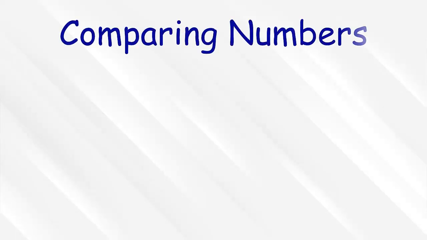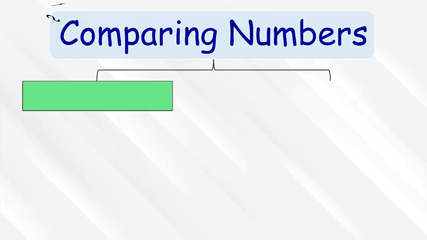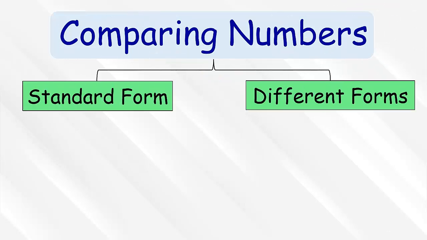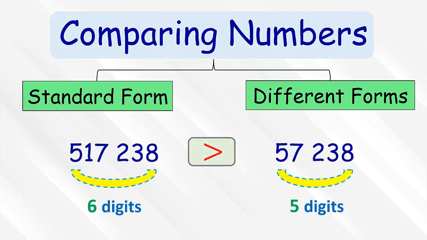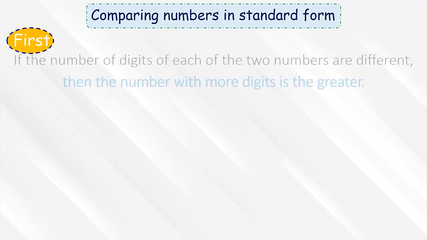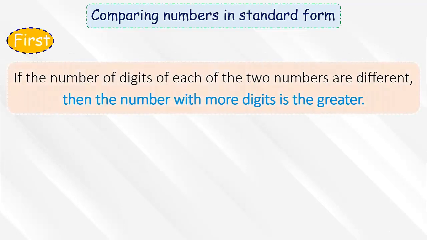In this video, we will explain how to compare big numbers up to million in its standard form or in different forms. Follow me. Begin by comparing large numbers in their standard form. First, we count the number of digits of the two numbers. Here we have two cases. The first case is that if the number of digits of each of the two numbers is different, then in this case the number with more digits is the one that is greater.